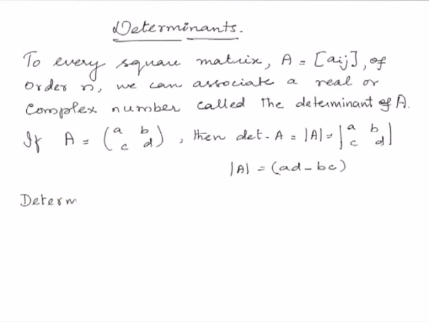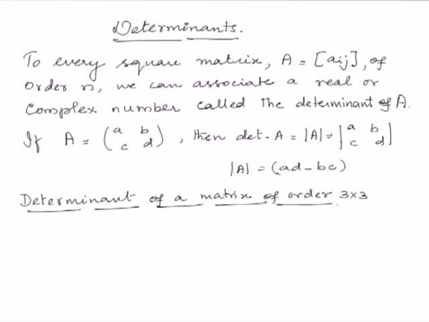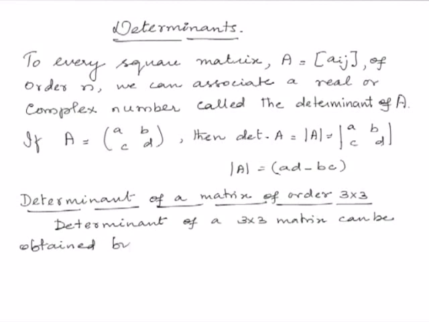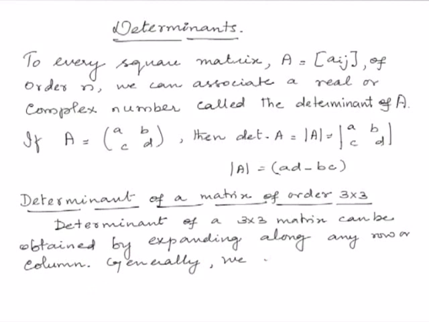Now, supposing you have to find out the determinant of a 3 by 3 matrix, how do you proceed? Let us see it here. Before you proceed, you need to understand that if you expand along any row or any column, the value of the determinant is going to remain the same. But generally, how is it done? Generally, it is expanded along the first row, or along the row or column which contains the maximum number of zeros.